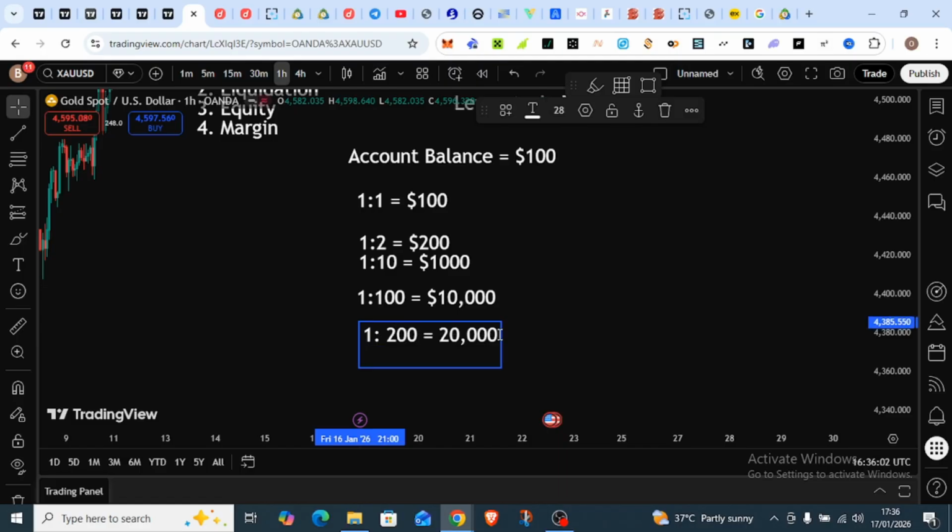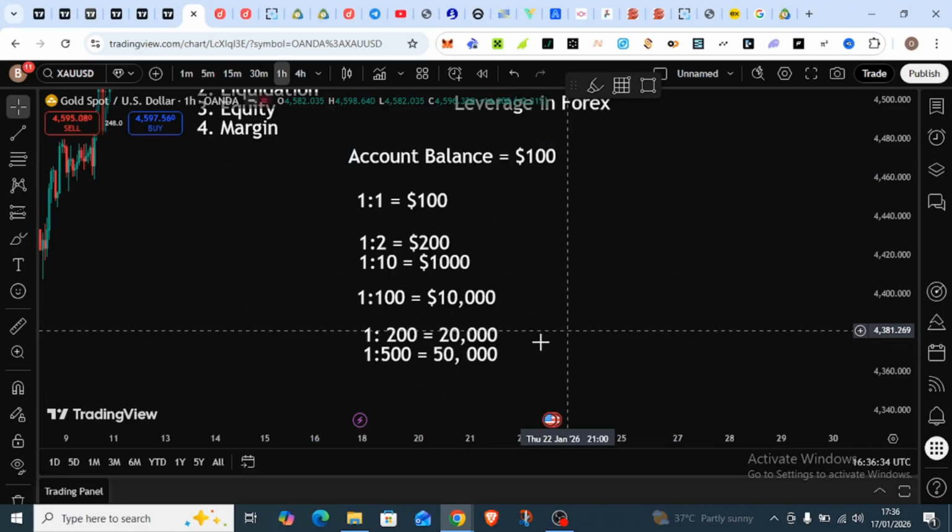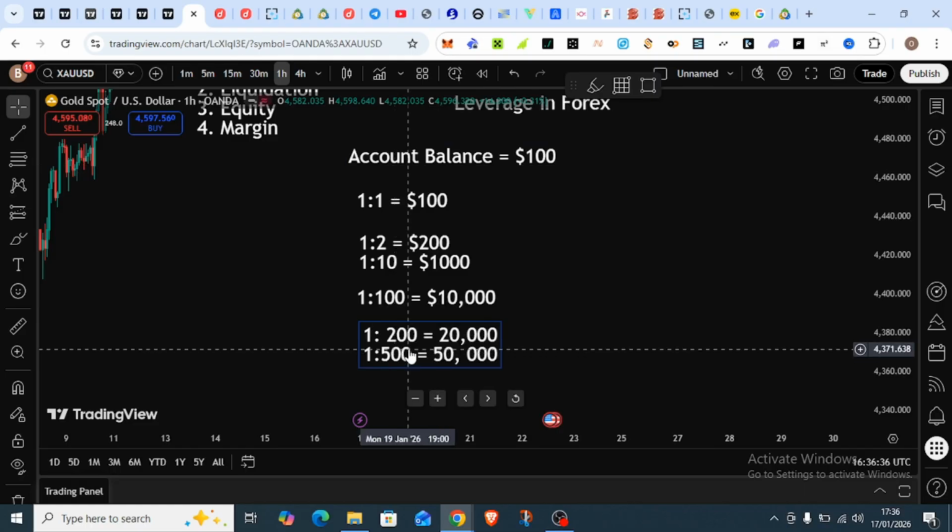I'm giving you multiple examples like this so that you'll be able to understand this thing. If you have 1:500, the maximum units you will buy is 50,000. Just the $100 times 500 will give you 50,000. For this side, the $100 times 200 will give you the 20,000. So that's how we are getting this number.